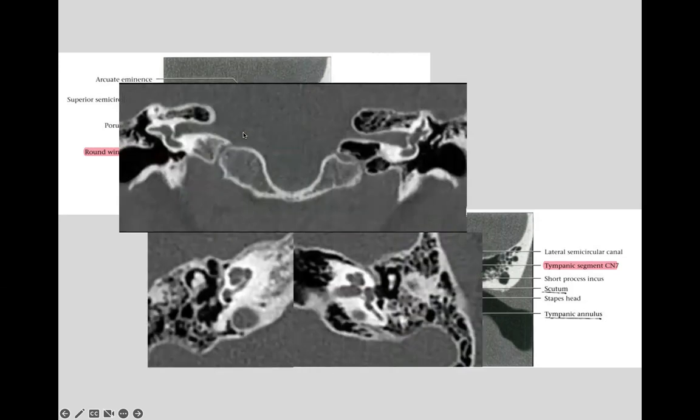Of course, if you have a problem in the development of the middle ear, you can have conductive or mixed hearing loss due to oval window atresia. Look at this, this is the normal side on the left, normal patency of the oval window. Here, this is not the oval window.